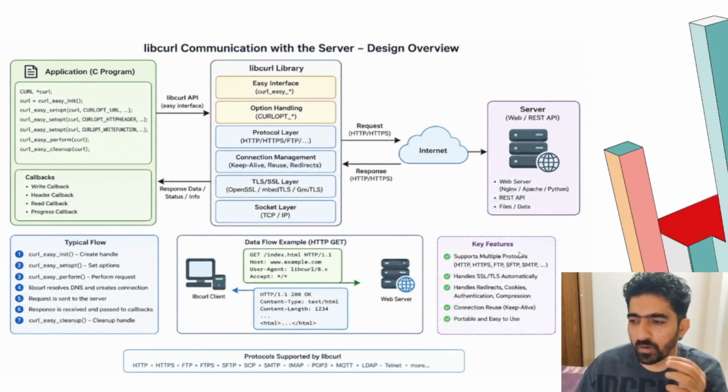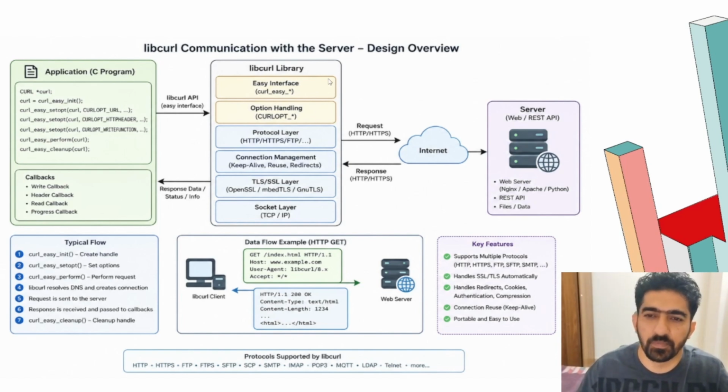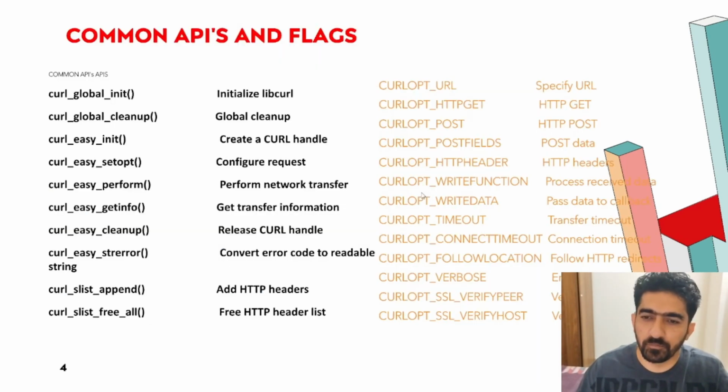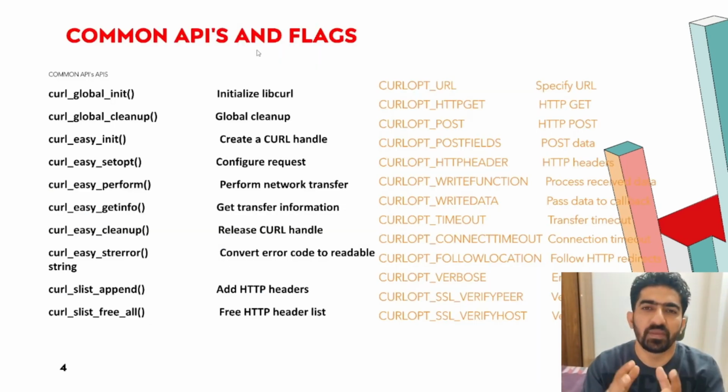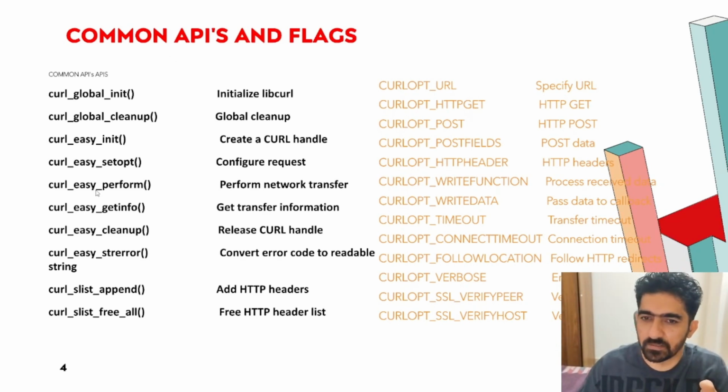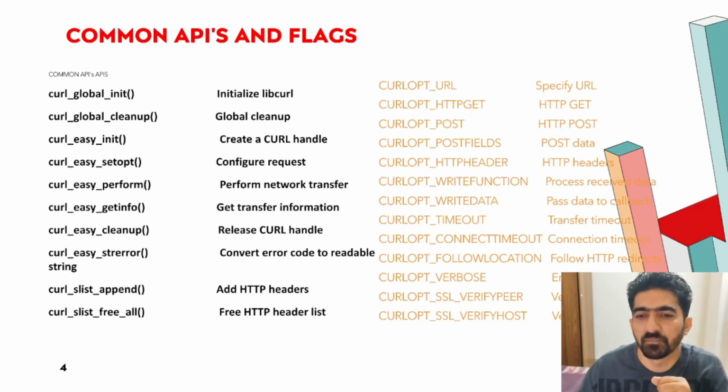Okay. So what are the key features? I already discussed. I think this is pretty much clear about the design of this libcurl and how the request is processed. So next we will see what are the common APIs that we are using in libcurl. I have created a simple list. I haven't put all of them, but these are the most common that we are using.